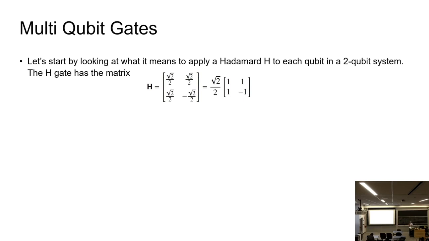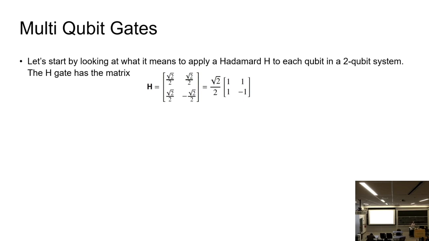Usually, when we're dealing with these quantum systems, we're not entangling that many qubits. We're usually entangling pairs of qubits, maybe 3. So let's look at some of the lower dimensional entangled gates, multi-qubit gates. Let's start by looking at what it means to apply a Hadamard gate to each qubit in a 2-qubit system.